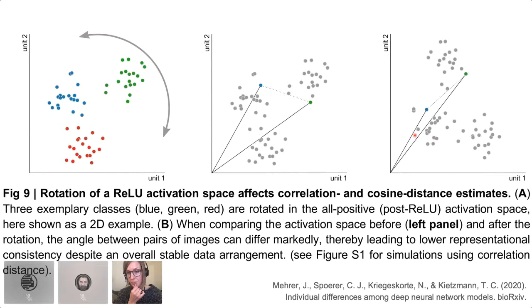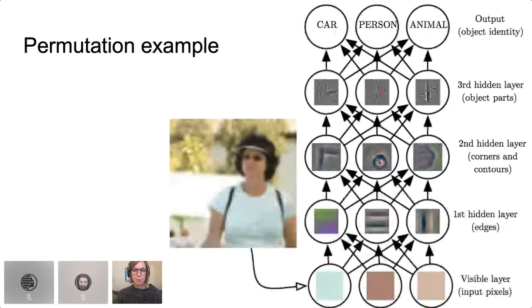So do we want to be invariant to rotations or not? The CKA paper suggested yes, but it might depend on the context. So let's, as an example, talk about permutation, which is a type of rotation. You can implement a permutation with a rotation.